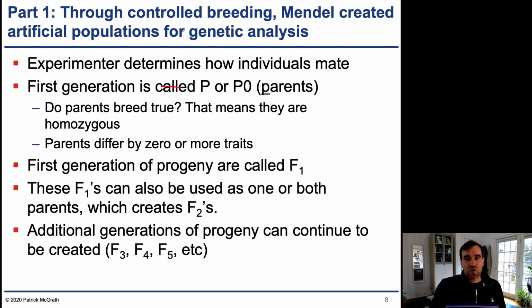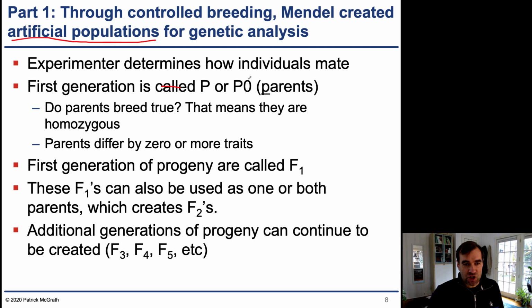So what did Mendel do? Mendel was able to control the breeding of different plants, and through this analysis, he was able to understand rules by how genetics works. And so this also introduces the use of this term, artificial populations. So in some situations, we control the breeding of individuals, and in other situations we can't control the breeding of individuals. So if we can control the breeding, then we refer to these populations as artificial populations. So the experimenter determines how individuals mate.